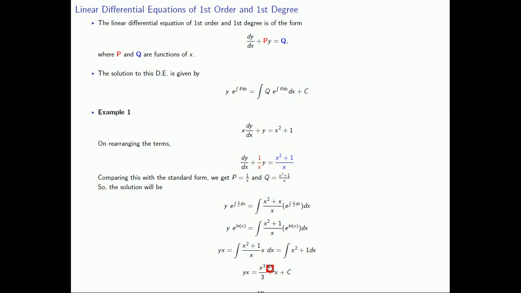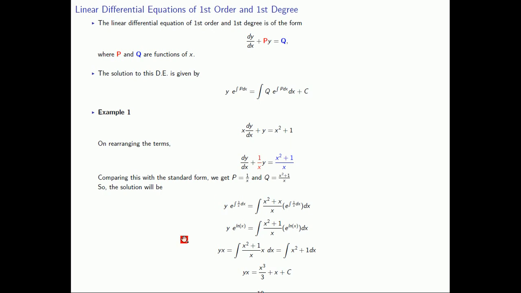The integral of x squared will be x cubed upon 3, and the integral of 1 will simply be x. And let's not forget to write the constant of integration, which is the arbitrary constant arising because of the order. So the required solution is xy equal to x cubed upon 3 plus x plus c. Now if you differentiate this on both sides with respect to x, we will get the differential equation.